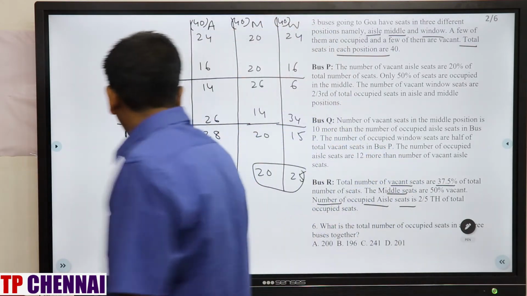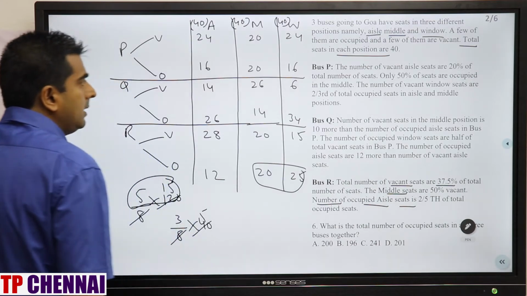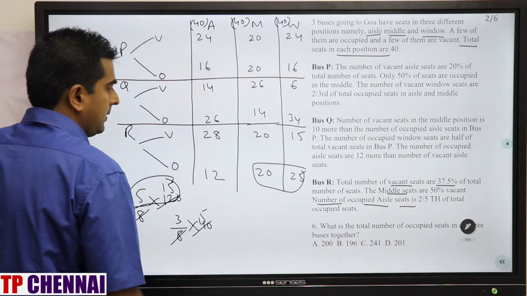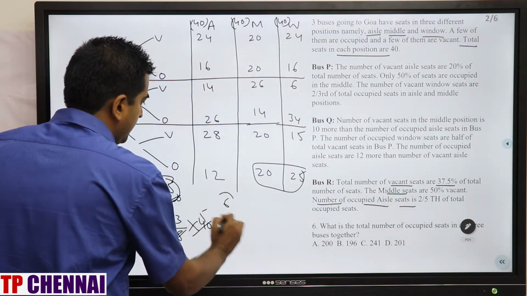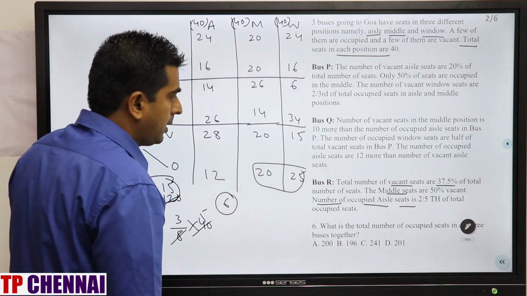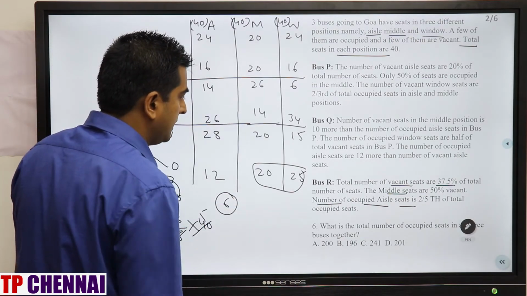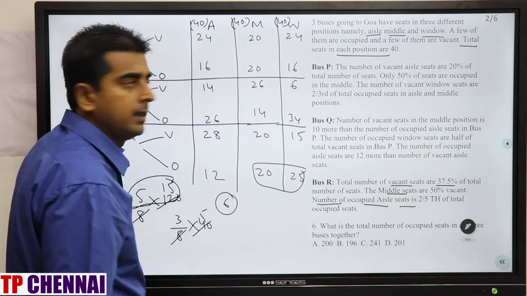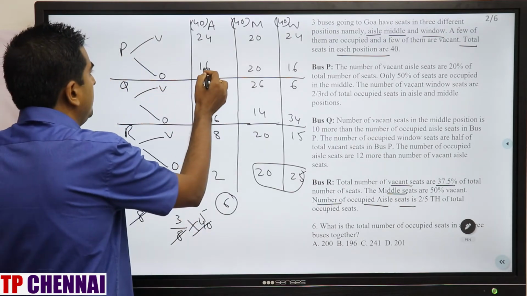Clear? Now we need to see the questions here. First question, we will solve directly here. What is the total number of occupied seats in all the 3 buses together? Occupied only. That is the bottom one.